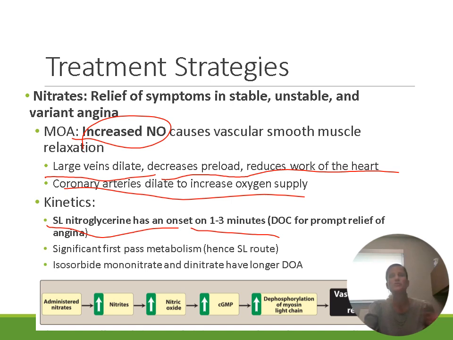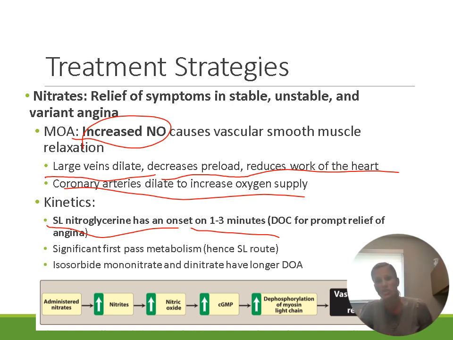The thing with nitroglycerin is it has significant first pass metabolism. So if they swallow that nitroglycerin, the liver is going to inactivate it before it gets into the blood, and it's going to take way longer before it works. So that doesn't work. They need to know that even the little pill they put under their tongue and let dissolve, it'll enter into the bloodstream through the oral mucosa.